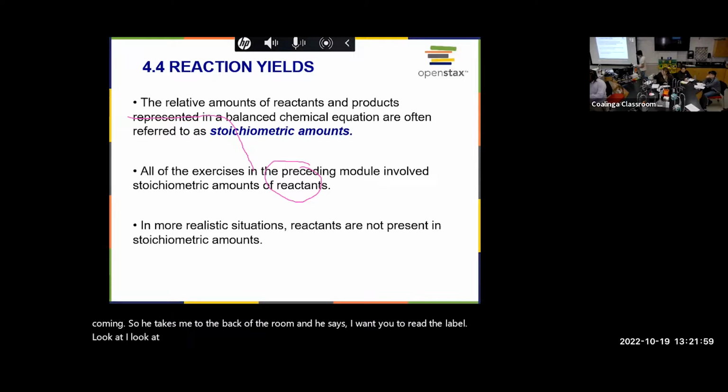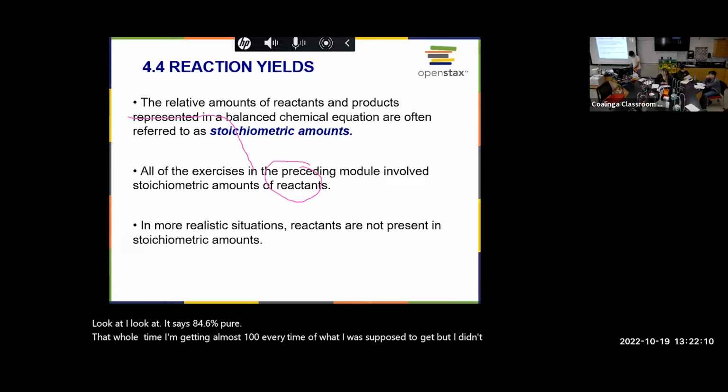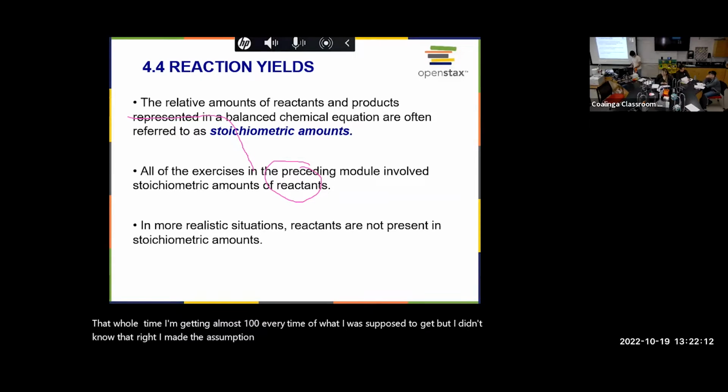It says 84.6% pure. That whole time, I'm getting almost 100% every time of what I was supposed to get, but I didn't know that, right? I made the assumption that everything was 100%. It was the perfect conditions. He says, this is a teaching lab. We buy the cheap stuff, right? Like we do here, right? So you're never going to get 100%.